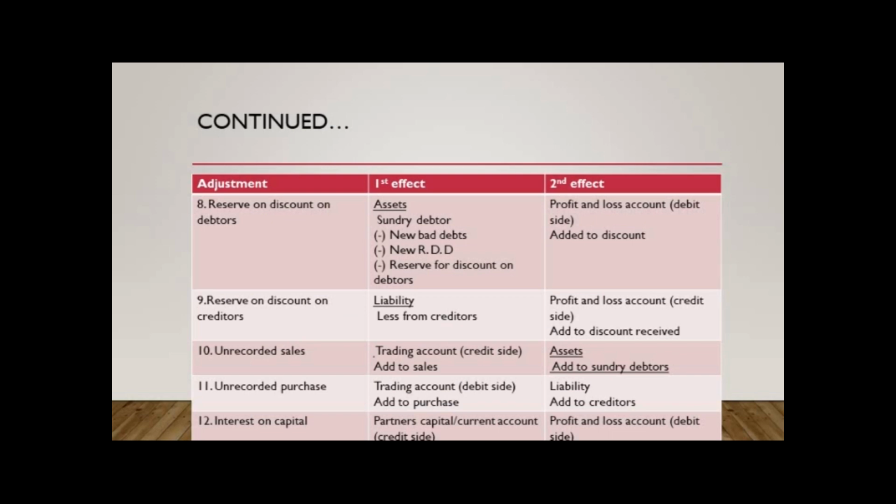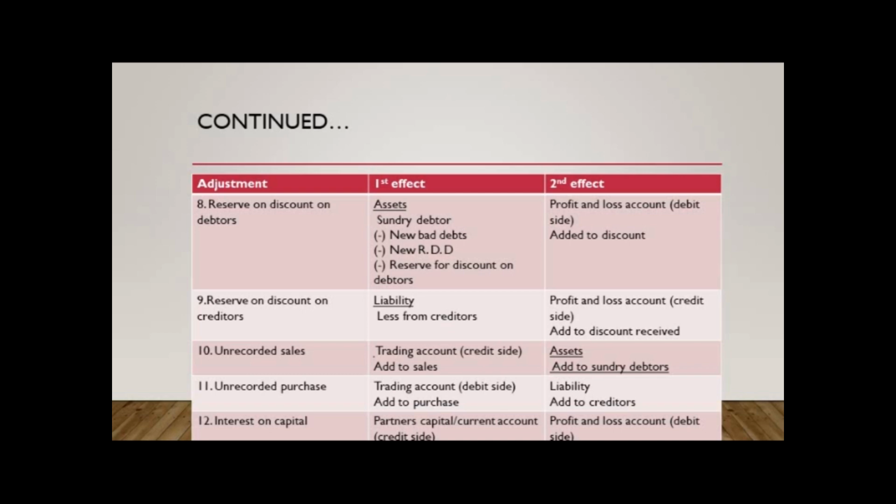The next is reserve for discount on debtor. First effect we have to give here balance sheet asset side, sundry debtor. From sundry debtor, first we have to subtract new bad debt, then new RDD, and on this balance amount we are going to calculate reserve for discount on debtor. We have to subtract it and bring the amount in outer column. Always remember, this will be your last adjustment. First new bad debt, new RDD, then only reserve for discount on debtors will come.